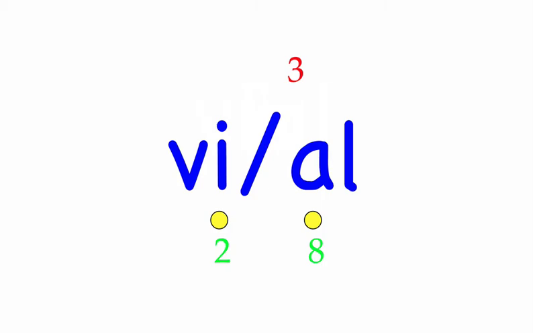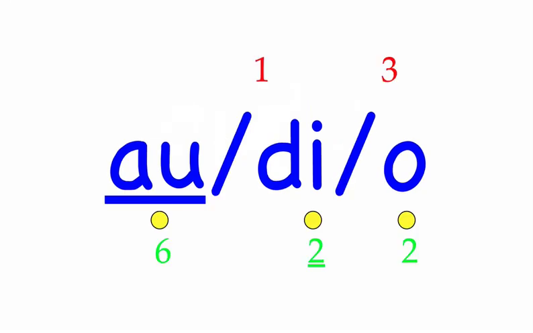Audio. There's something wrong with the audio in this movie. Aw-di-o. First syllable, 1 sound, aw. Di, 2 sounds. D, I. O, one sound. Audio. Mark the word.